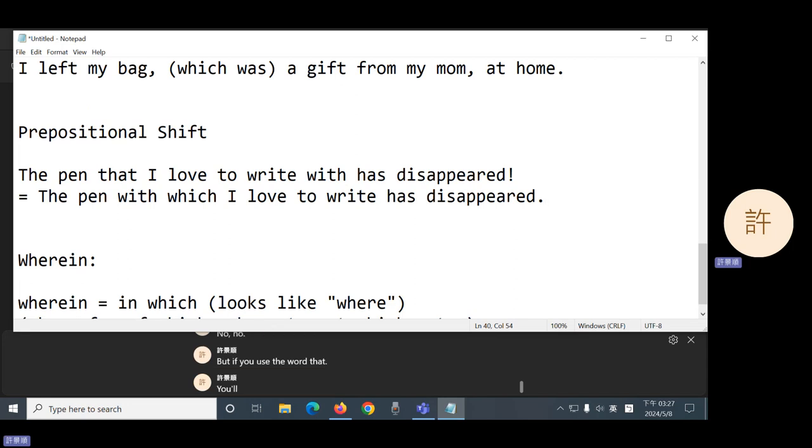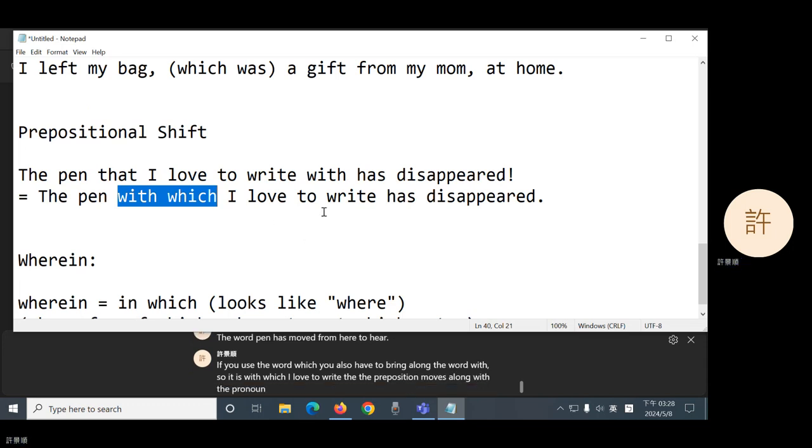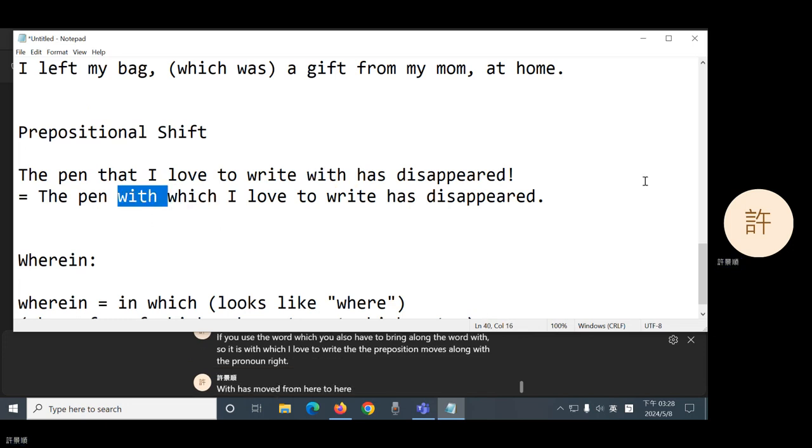you'll notice something has changed. In the first version, the word pen has moved from here to here. If you use the word which, you also have to bring along the word with. So it is "with which I love to write." The preposition moves along with the pronoun. Right? With has moved from here to here.